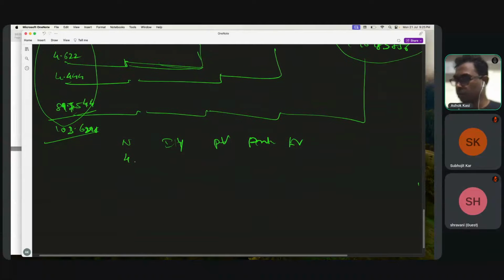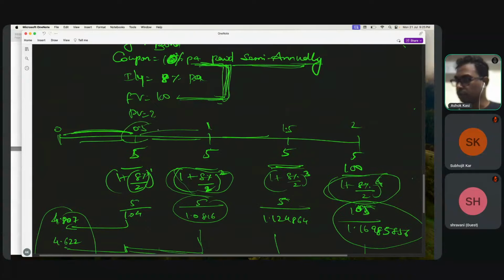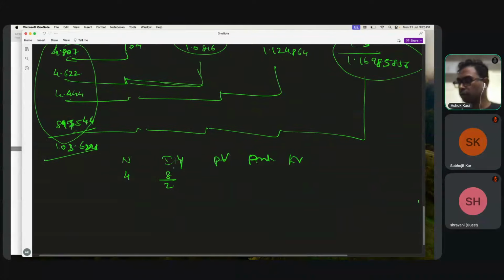Okay, so this will be n, and n will be 4, the reason being the number of times it is compounding: 1, 2, 3, 4. I/Y will be 8 divided by 2, because it is semi-annual. You don't try to count on your own, because 8 is an easy number, but if it is something like 3.75, dividing will be difficult. So take whatever number is given, divide by 2 because it is semi-annual, then press equal to and let the system count.